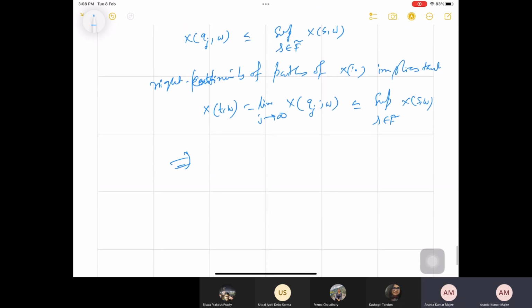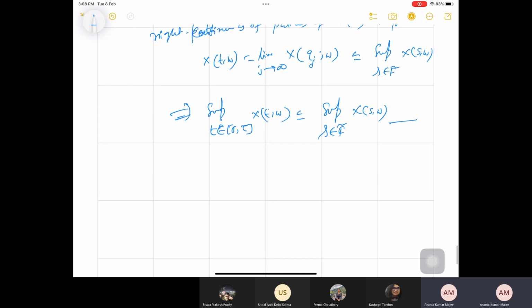So this t is fixed, so that means the supremum over t belonging to [sigma, tau] of X_t(omega) is less than or equal to the supremum over s in F tilde of X_s(omega). This is simple analysis. We have already seen this kind of analysis previously maybe. So combining these 1 and 2, this implies the supremum over s in F tilde of X_s(omega) is the same as the supremum over s belonging to [sigma, tau] of X_s(omega) almost everywhere.